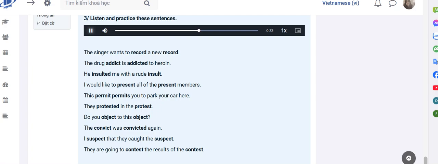They protested in the protest. Do you object to this object? The convict was convicted again. I suspect that they caught the suspect. They are going to contest the results of the contest.